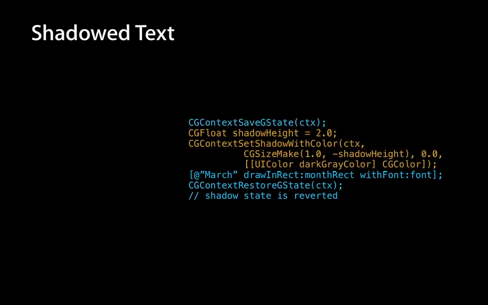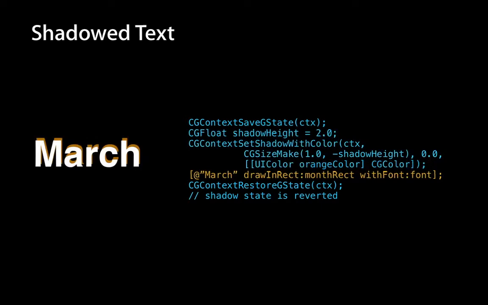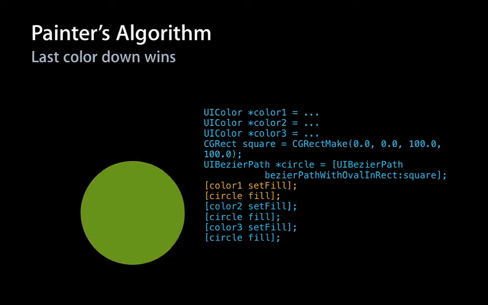So this is how we would set up some text that we want to draw with a shadow. We set our shadow height to 2. We're going to set our shadow color to dark gray, or actually in this case, because it's hard to see dark gray, I set it to orange. I asked it to draw, and then it shows up with the shadow. And then I call restore gstate, and any further drawing that happens isn't going to have that shadow.